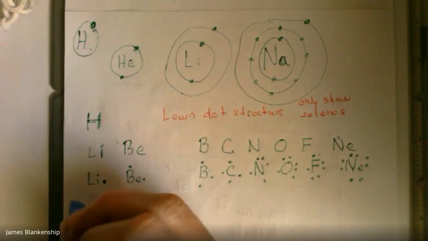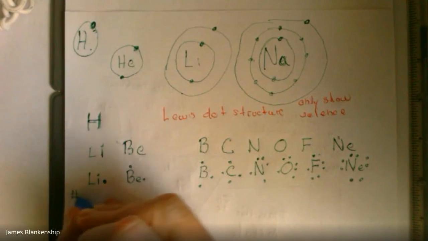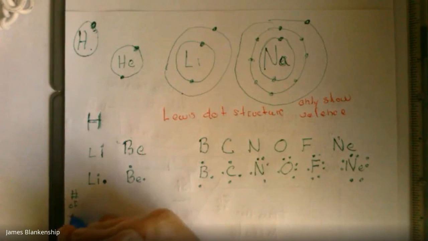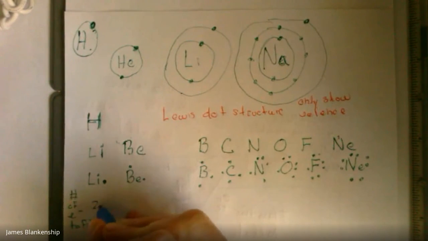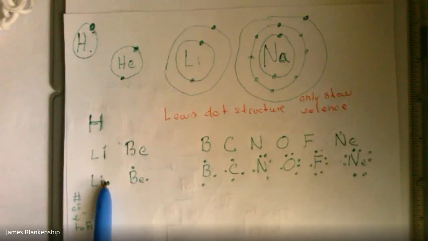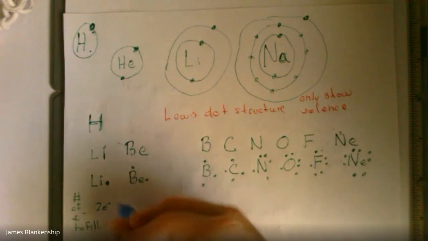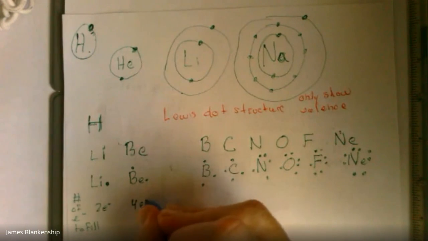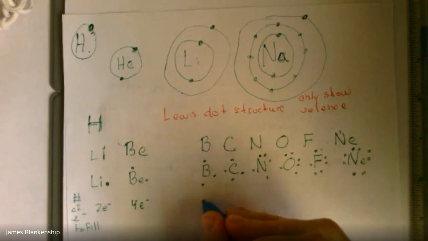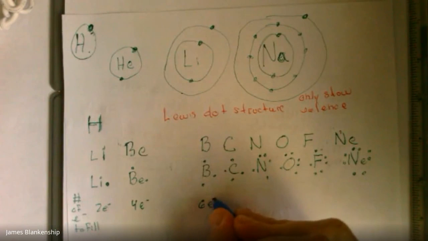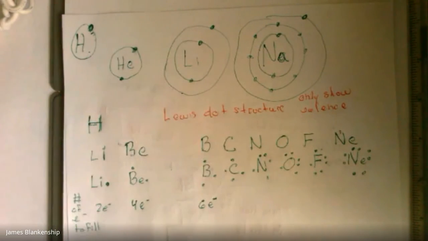So now, number of electrons needed to fill. This column only wants to have 2 electrons to fill. Our second column only wants to have 4 electrons to fill. Our third column only wants to have 6 electrons in order to fill. It already has 3, it just needs another 3.